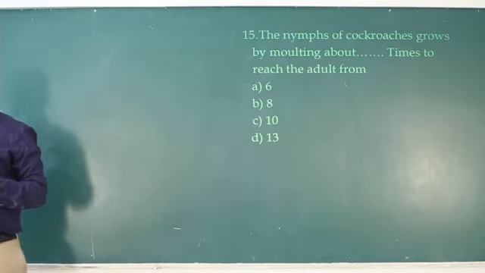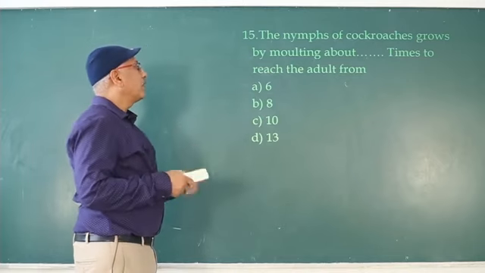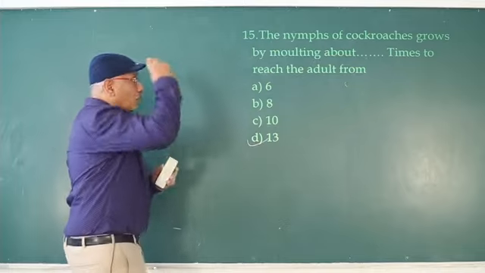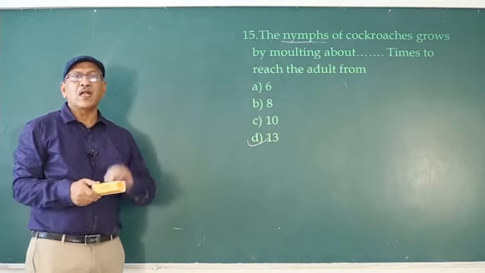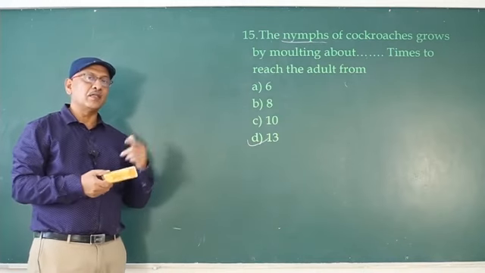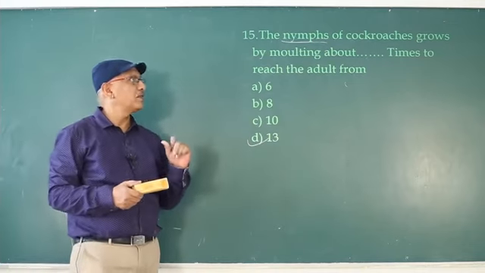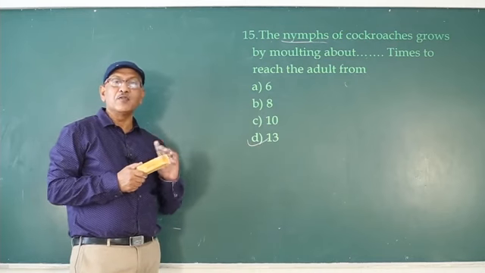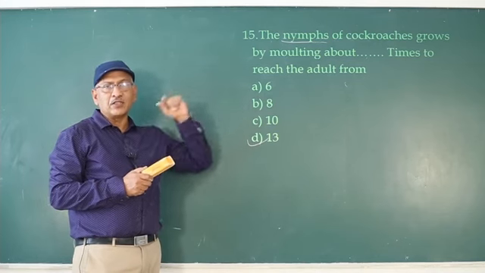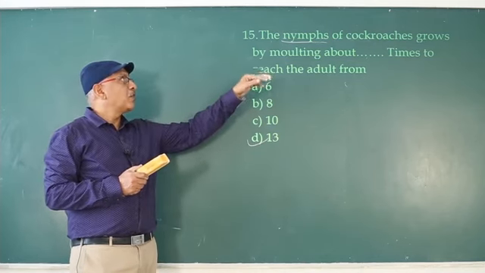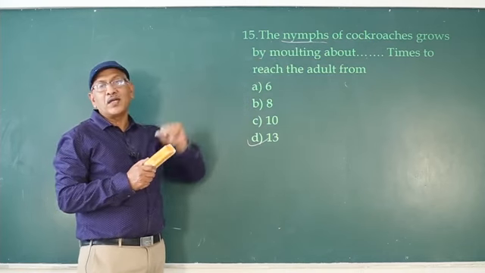Next question. The nymph of cockroach grows by molting about 13 times. So why is the larval form of cockroach known as nymph? If the larval form shows several similarities with the adult, such larva is known as a nymph. Only a few differences. Adult cockroach is brown in color, nymph is white in color. Nymph is wingless. Adult cockroach possesses wings, two pairs of wings. Reproductive organs are well developed in adult cockroach, developing in nymph.